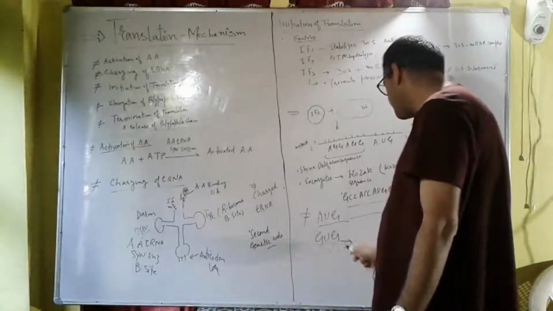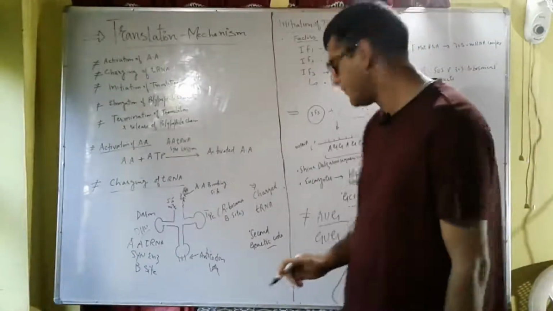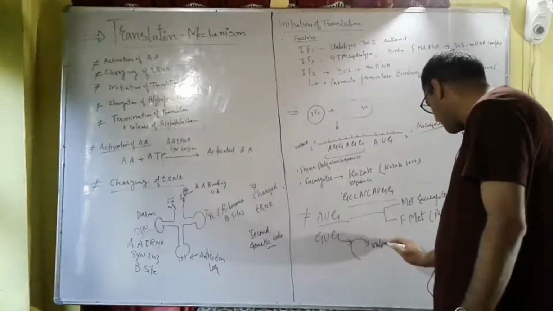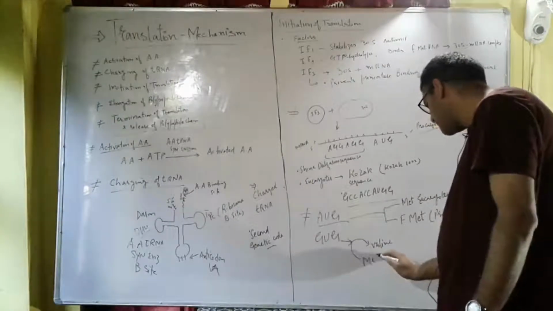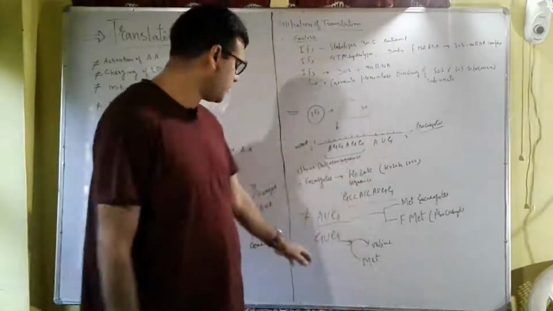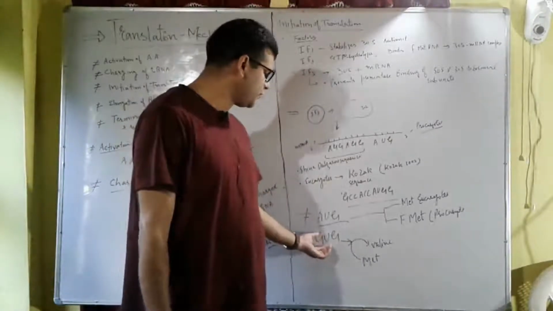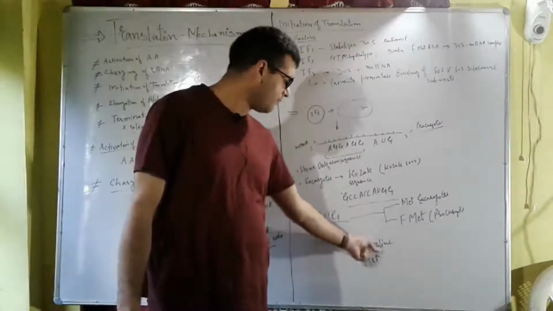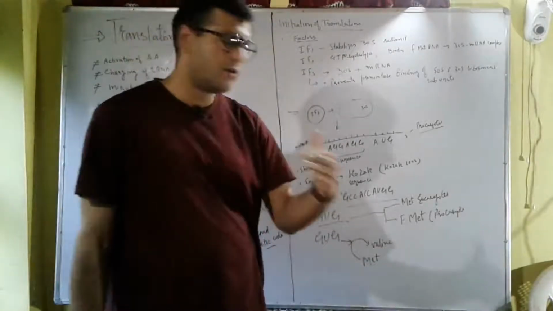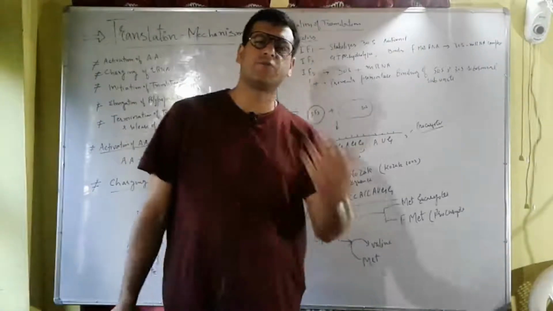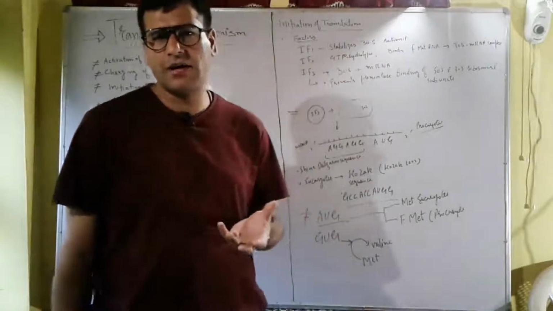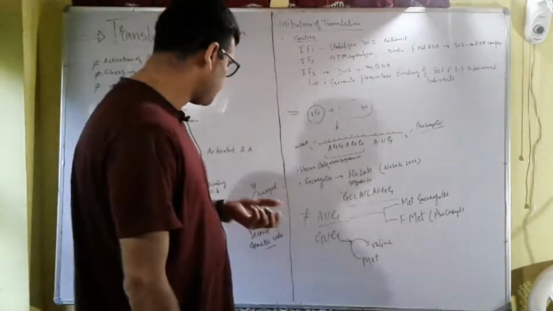And this GUG, normally GUG codes for valine, but when it is present at the initiation position of the mRNA, it can code for methionine. So this is an ambiguous codon. It codes for valine when it is present at some other position on the mRNA, but when it is present at the initiation position, then it codes for methionine. So it can also act as an initiation codon.